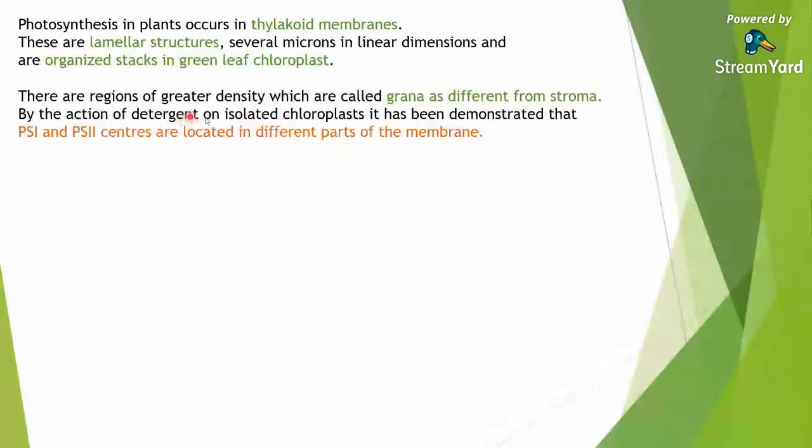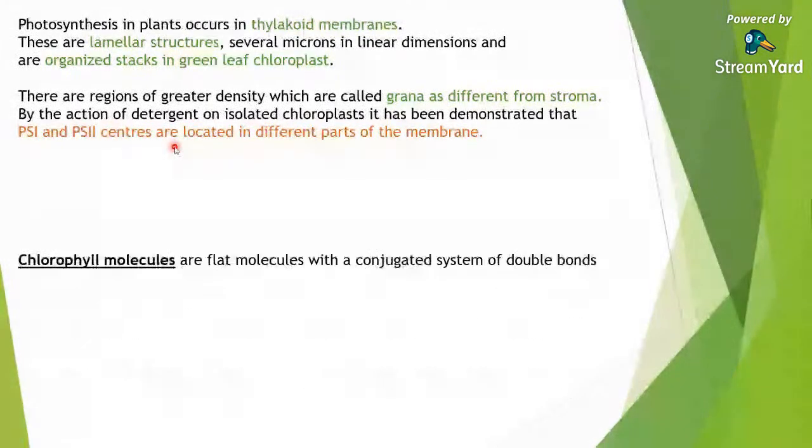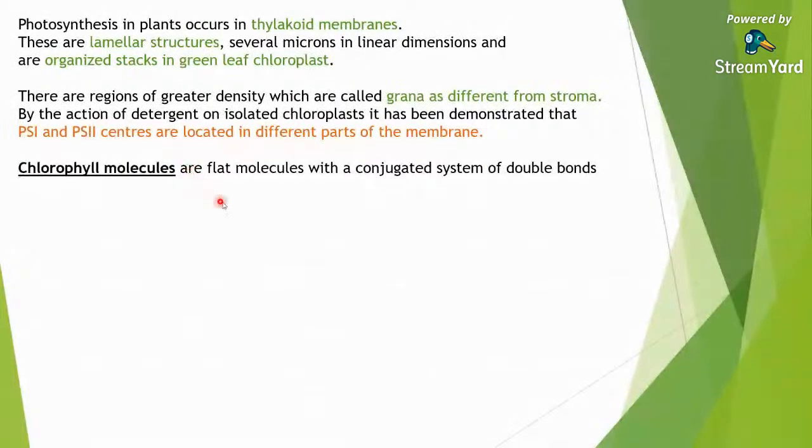By the action of detergent on the isolated chloroplast, it has been demonstrated that PS1 and PS2 centers are located in different parts of the membrane, as we have seen in that picture. Chlorophyll molecules are flat molecules with a conjugated system of double bonds consisting of 4 pyrrole rings.